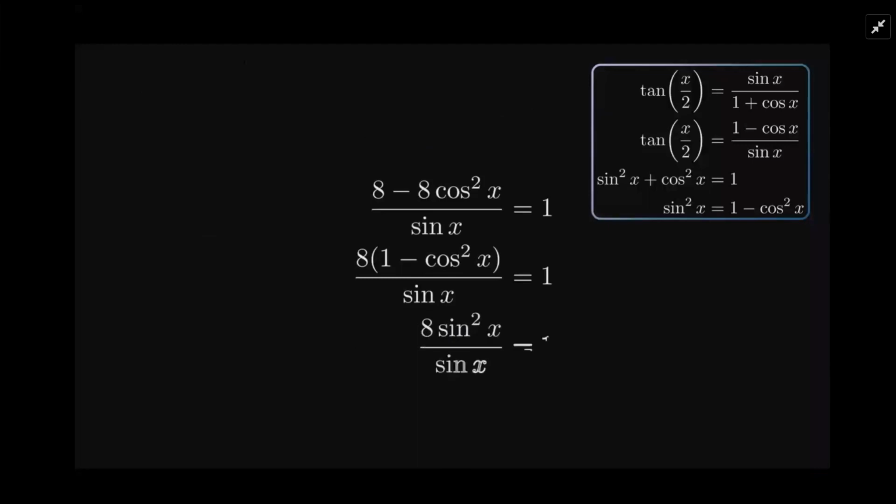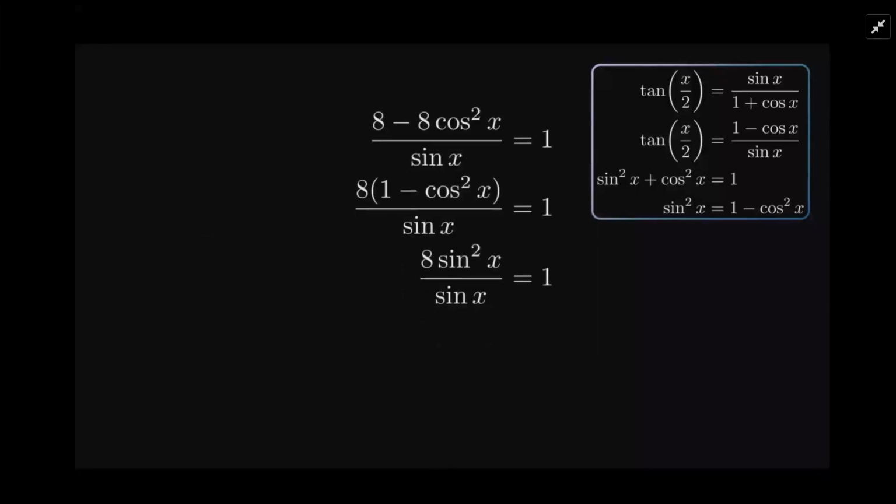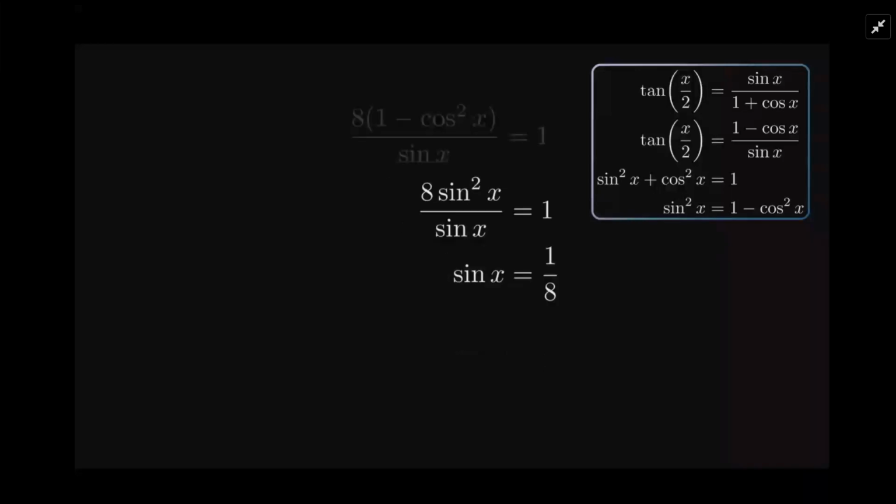So we'll cancel out a sine and divide by 8. And we have now an answer for sine x. Okay. So, of course, there is more than one answer. Right? An infinite number of angles that will give us that value of 1/8 for the sine. Okay, we're only going to look from 0 to 360.